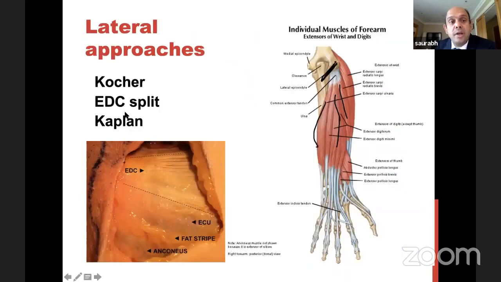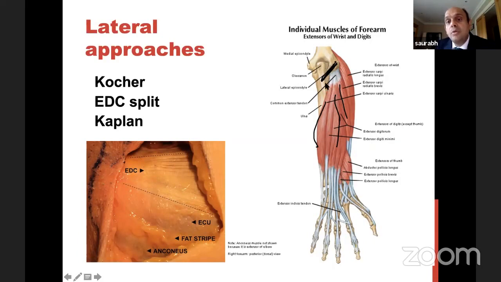Then lateral approach, again 3 approaches, like your 3 medial approaches. Kocher, EDC split, and Kaplan. So Kocher is the one familiar to us. So if we go between anconeus, so these are your extensor muscles, right? So obviously they have shown ECU, then there'll be EDC, there'll be ECRB, ECRL, all those extensor muscles. Anconeus we know is coming from the humeral epicondyle, and it sits in this triangle in the ulna there.